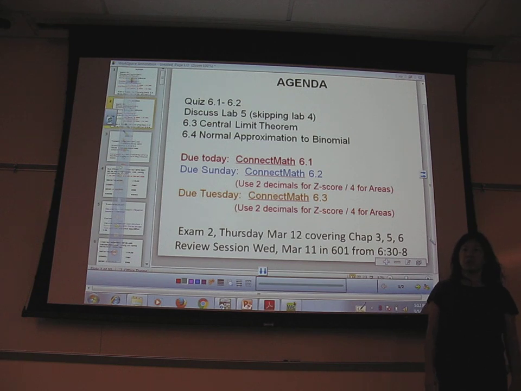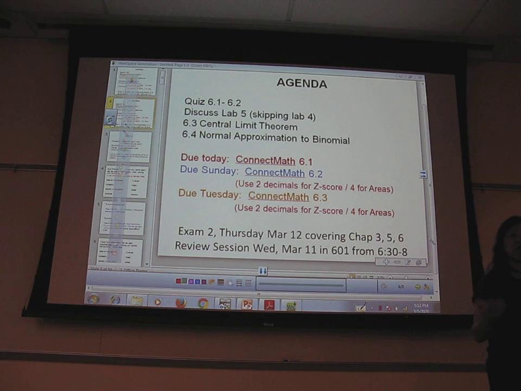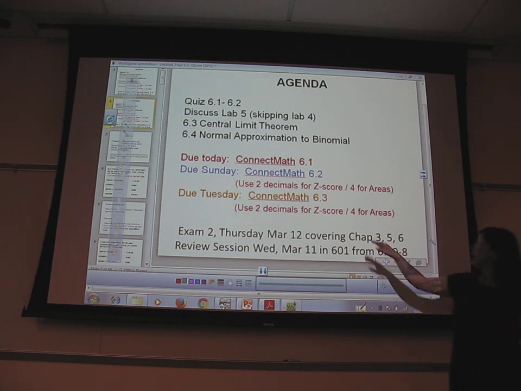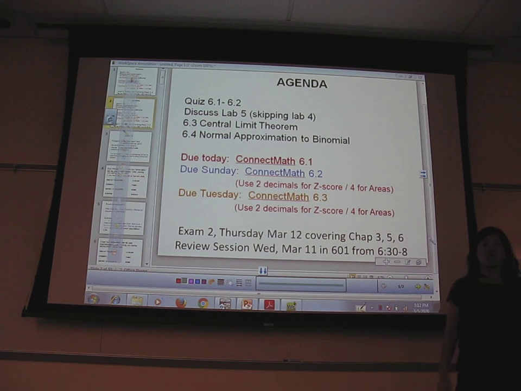So everyone know what I'm talking about? You want to find an area, do it like we've been doing with normal CDF, except use only 2 decimal places for z-scores. So if your z-score is 1.63792, round it to 2 decimal places and use that. And then round to 4 decimal places for the areas.